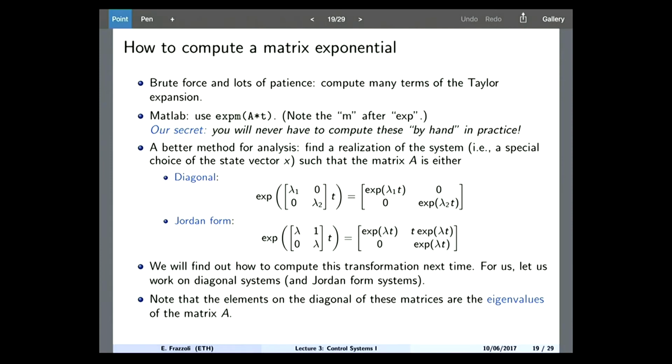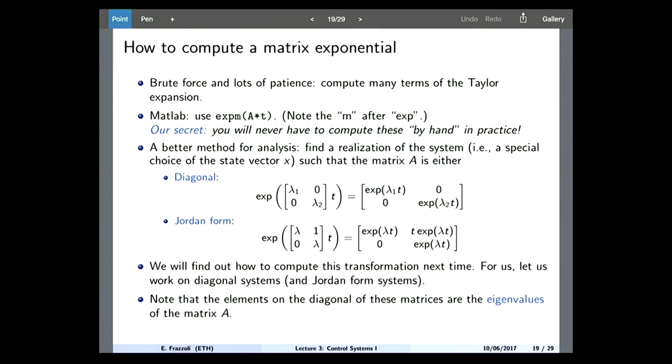Why do you want to do that? If you can find a choice of coordinates such that your matrix A is diagonal, then the matrix exponential of this matrix is given by the exponentials of the entries. So this will be the diagonal matrix which contains on each term on the diagonal just the exponential of that particular entry. You can check that this will be the case, right? So when A is diagonal, what is A squared?